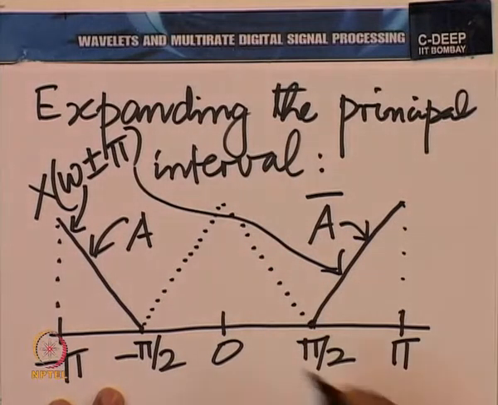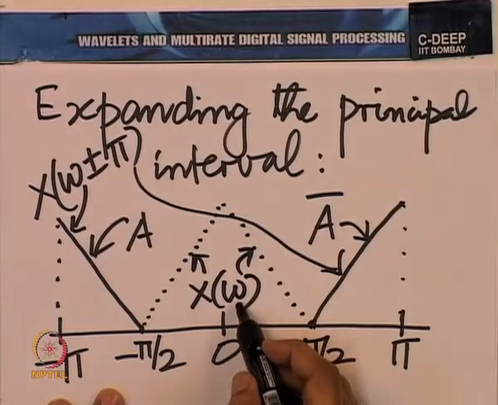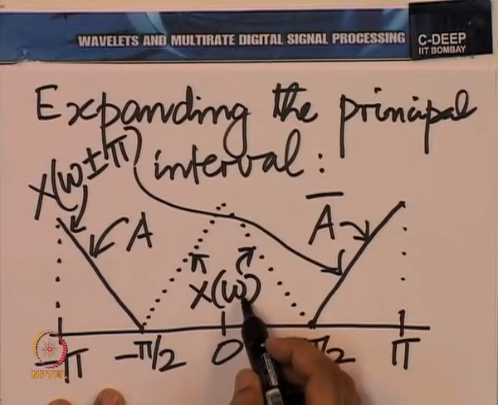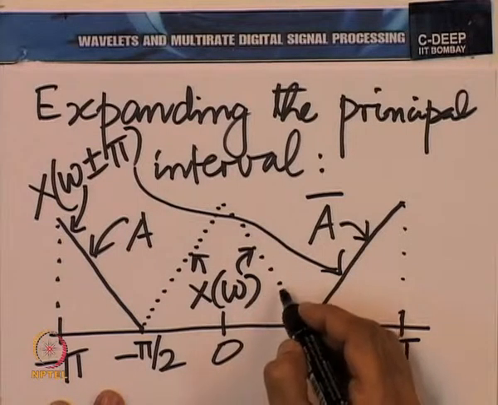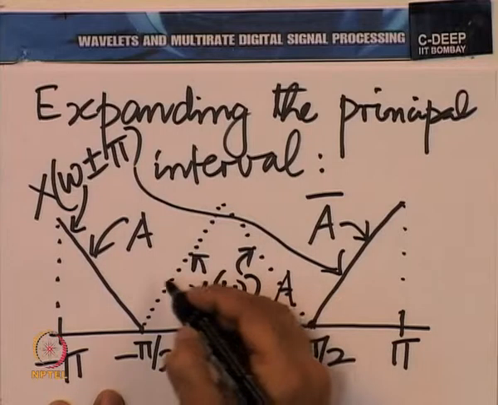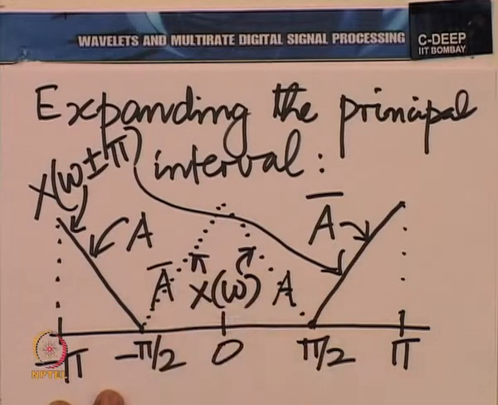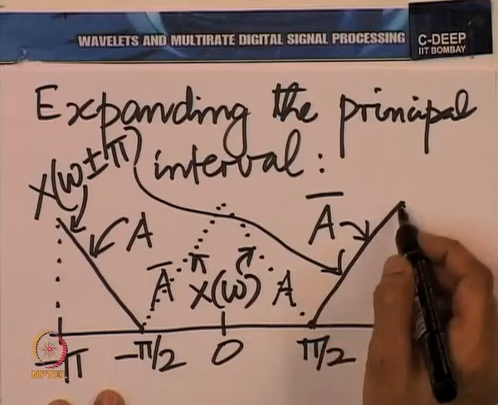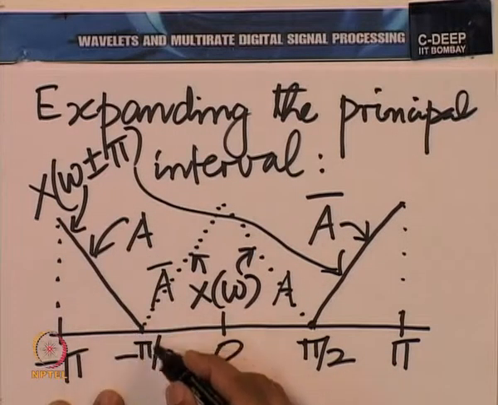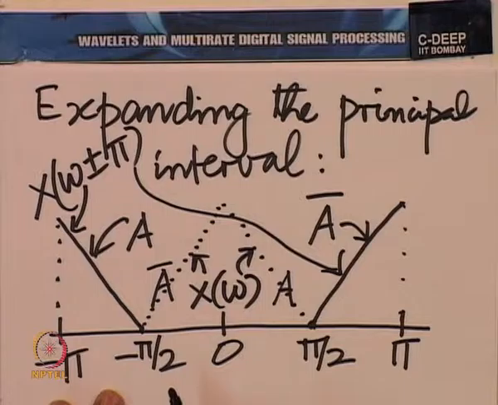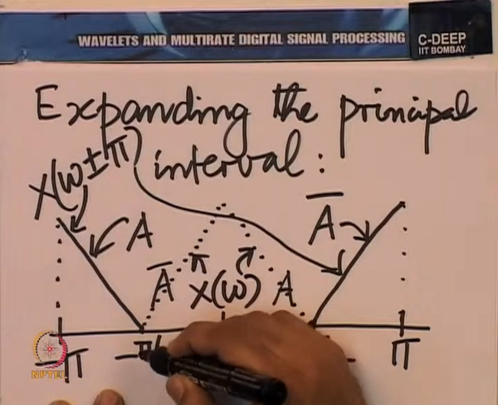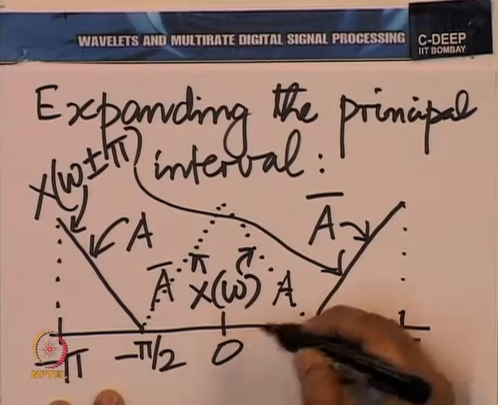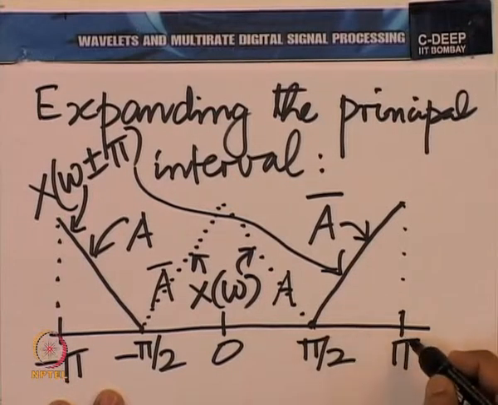Again, forgive the abuse of notation where we have replaced e raised to the power j omega by just omega for clarity here. All right. So, in x of omega you had a here and a bar there, and now you have a bar here and a there. So, what has happened is in effect these so called negative frequencies between minus pi by 2 and 0 have now appeared between pi by 2 and pi.